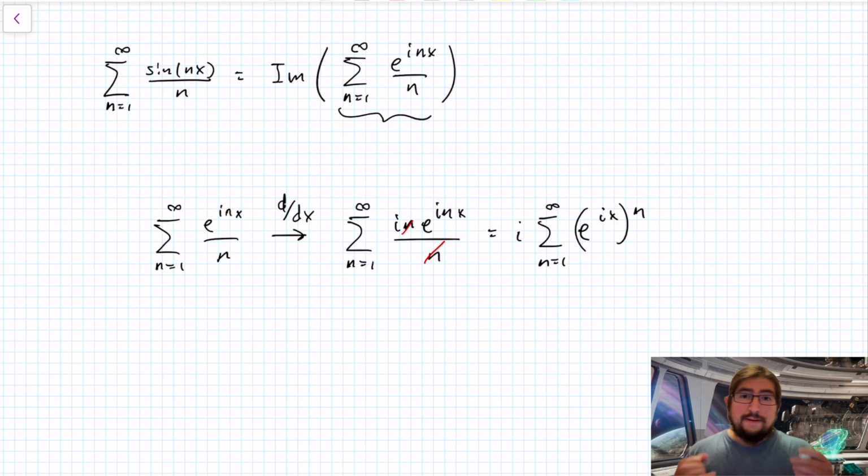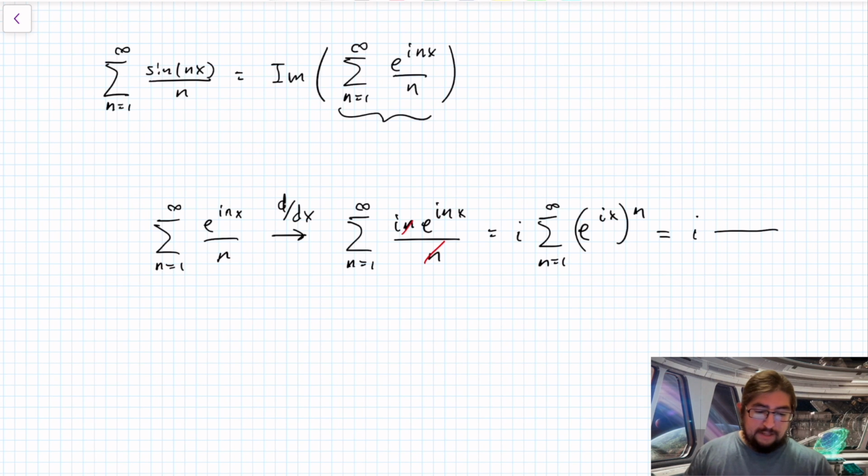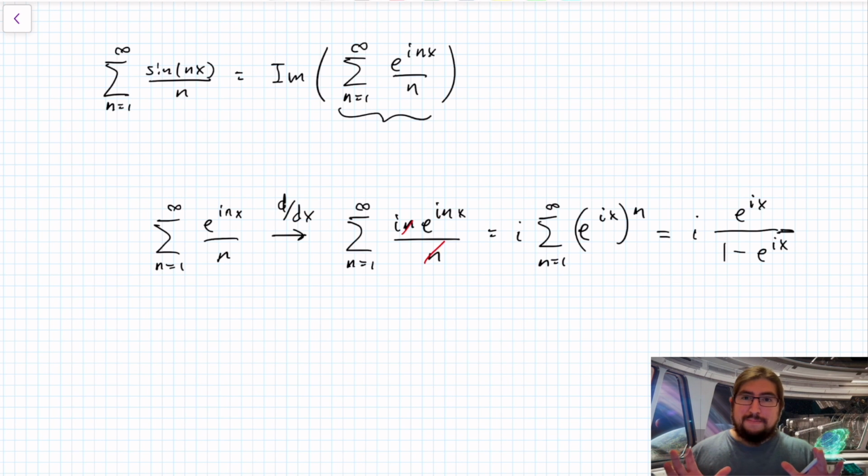What comes to mind, of course, is geometric series. If we were to apply geometric series here, we have i times the first term in the sum, which is e to the ix when n is equal to 1, over 1 minus the ratio, which of course is also e to the ix. Now, this is one of those weird steps. Is this allowed? Technically, this would only be allowed when the ratio in absolute value is less than 1.